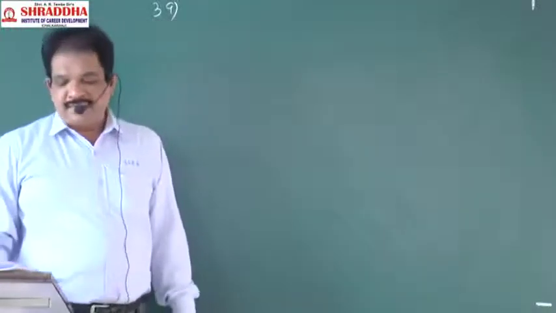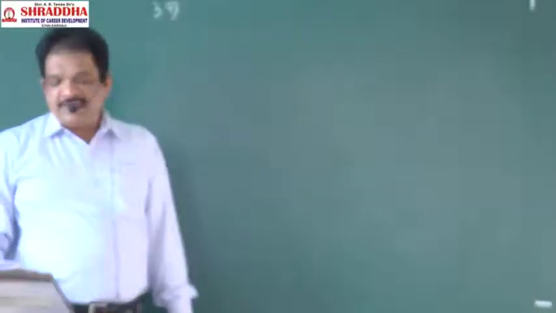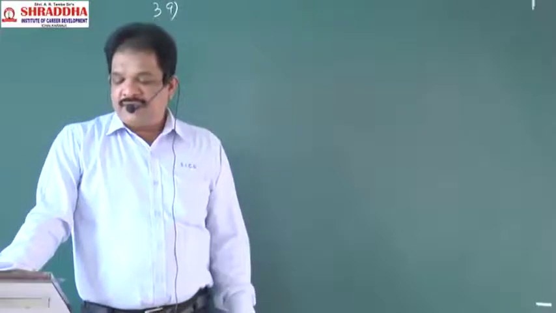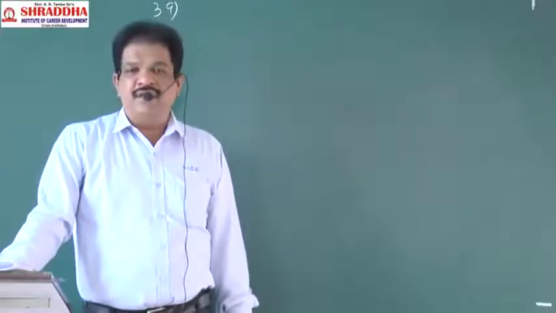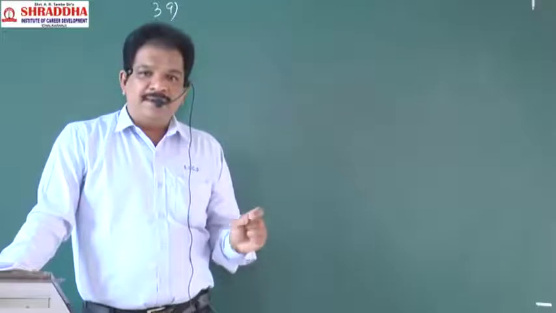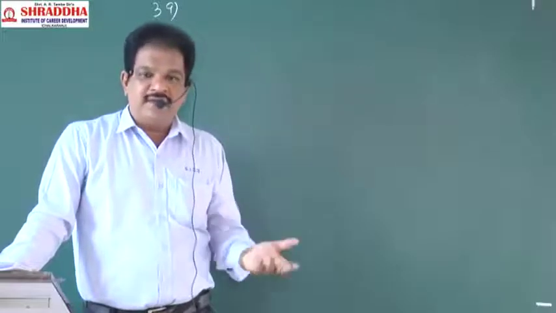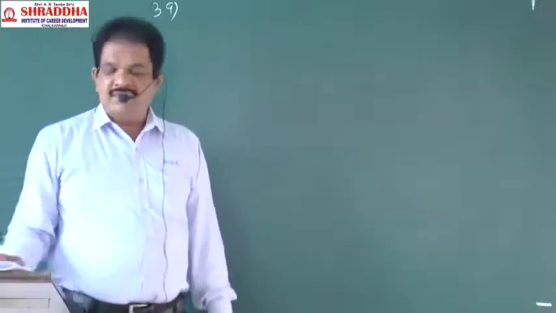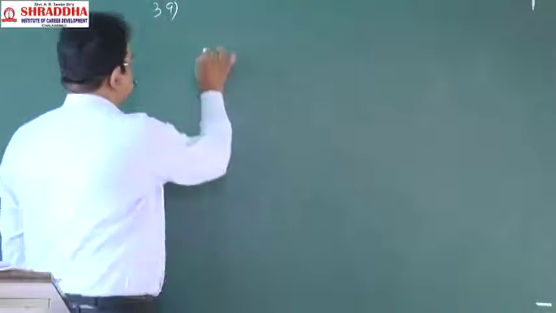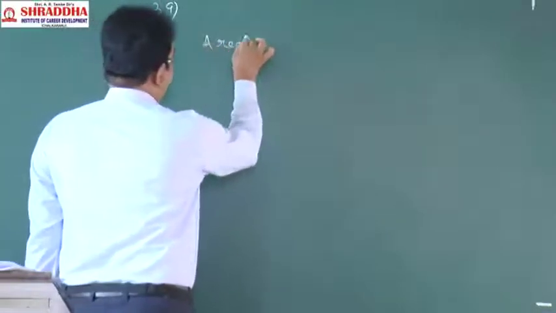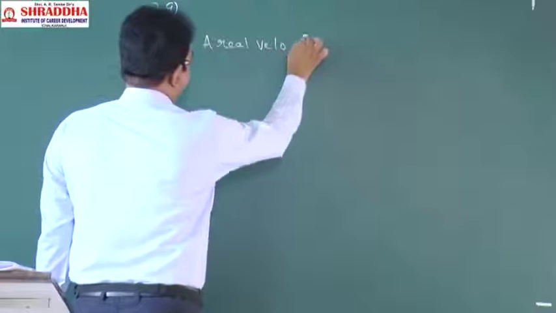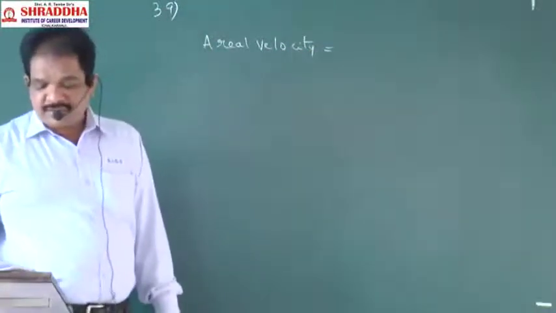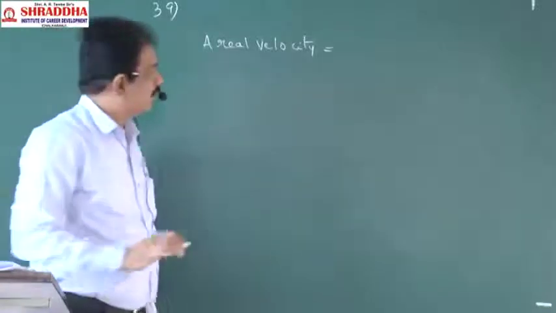Kepler stated that areal velocity of a planet remains constant. What are the units and dimensions of areal velocity? What is the dimensional formula of areal velocity? What is the unit and dimensions both of areal velocity?